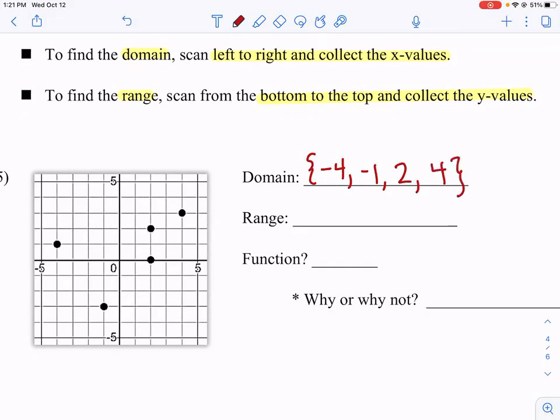Okay. Our range, we're going to go from bottom to top. So my very lowest coordinate has a y value of -3. And then we keep going up here to 0. Then I have a y value of 1. Then I have a y value of 2. And then I have a y value of 3.